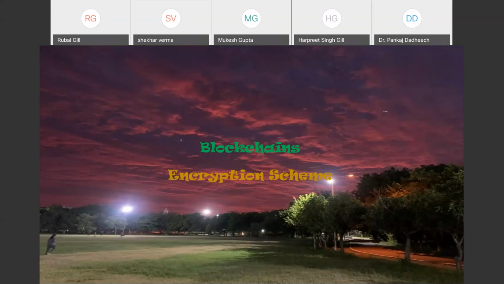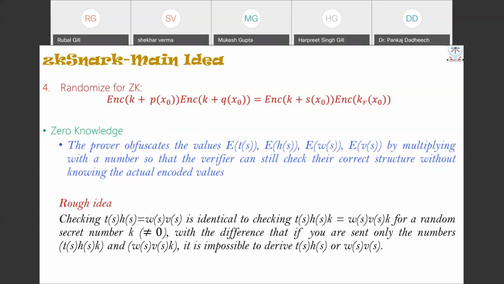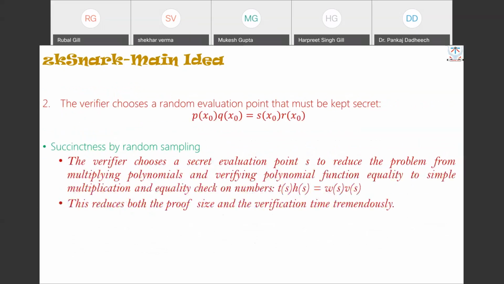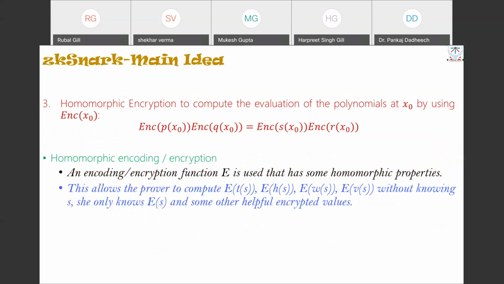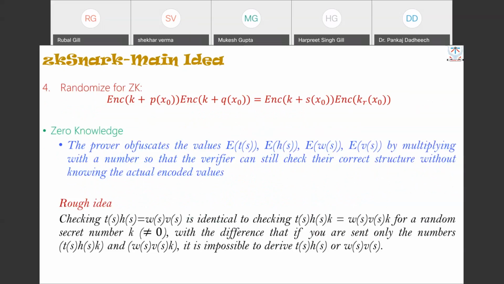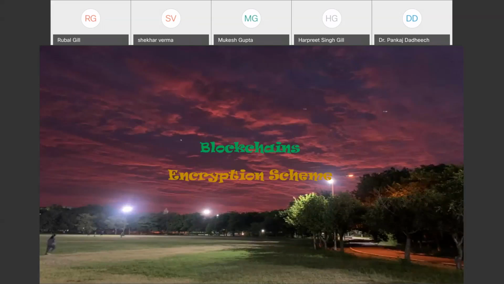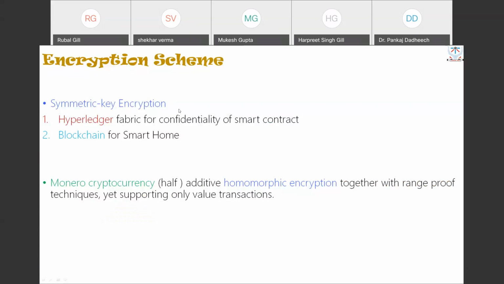So what do we use here? We used zero knowledge proof. Specifically, we used ZK-SNARK for maintaining the anonymity and the unlinkability. What are the encryption schemes that we used? First, we use symmetric encryption in a smart contract. A smart contract is nothing but a program.